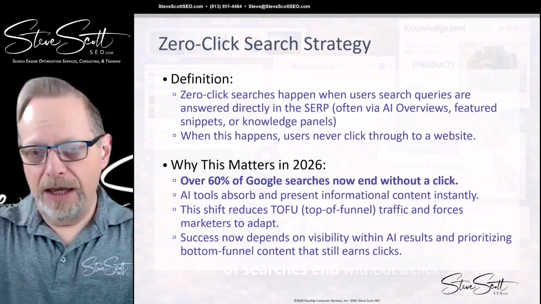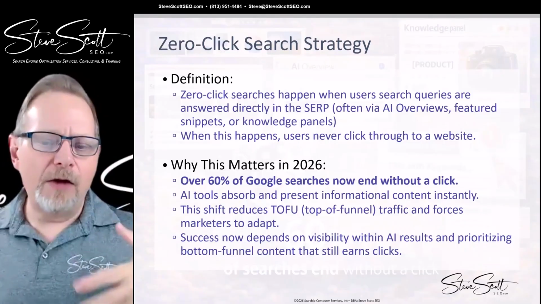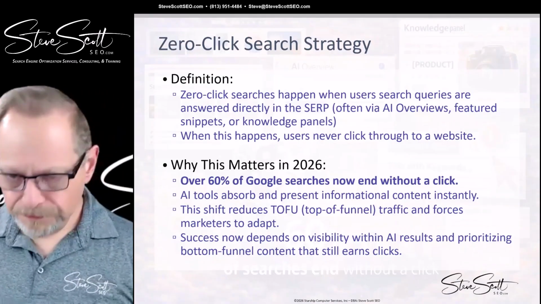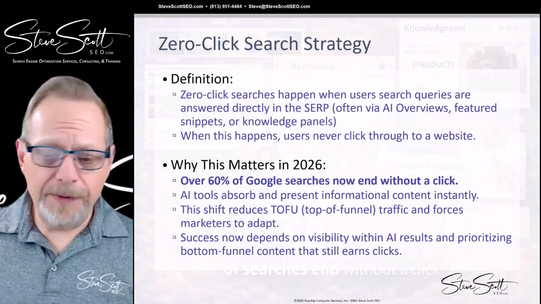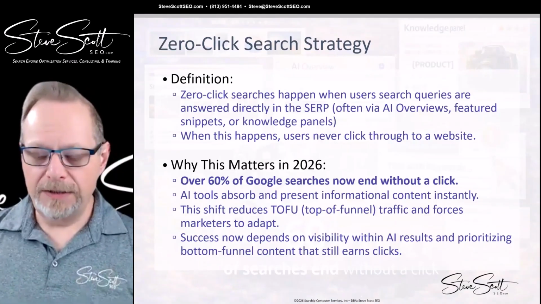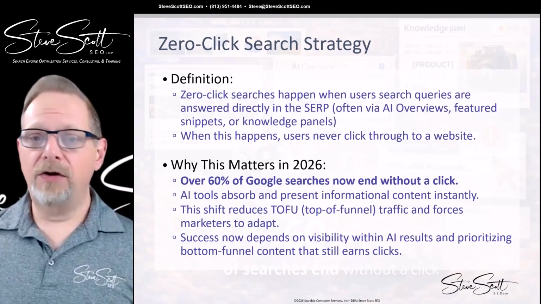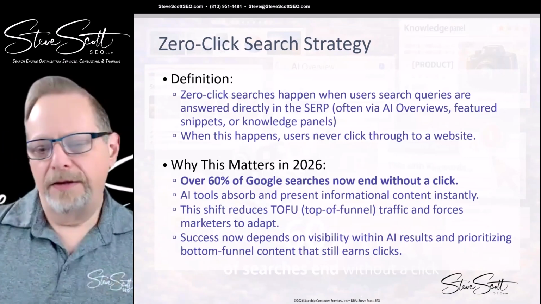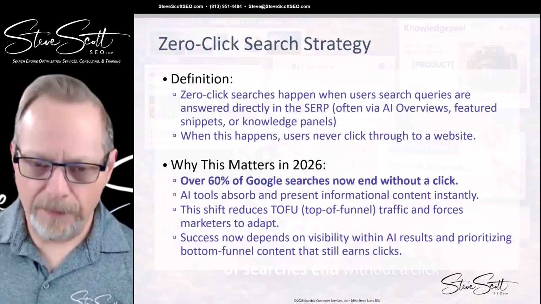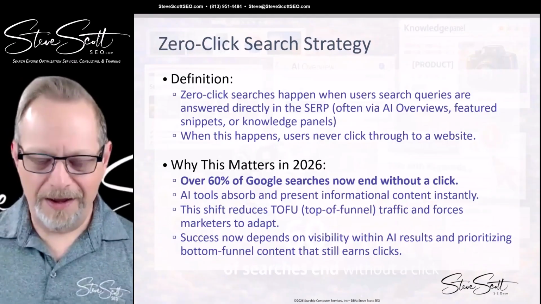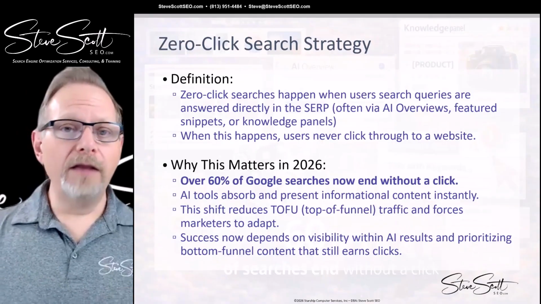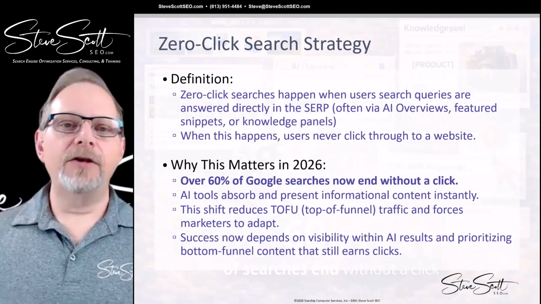It's at the top, okay? It's people looking for information, not ready to buy, okay? And that's really an important concept here. This top of funnel, TOFU traffic. Success nowadays depends upon visibility within the AI results and prioritizing the bottom funnel content that still earns the clicks, right? This is like an HVAC installation or AC repair company, emergency AC repair company, right? Things like that. That's somebody that has a need right now, rather than what's the best AC unit to buy for my new house.